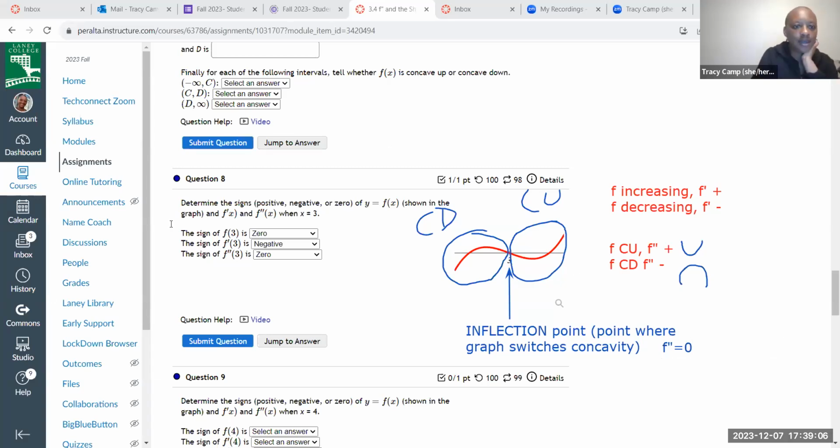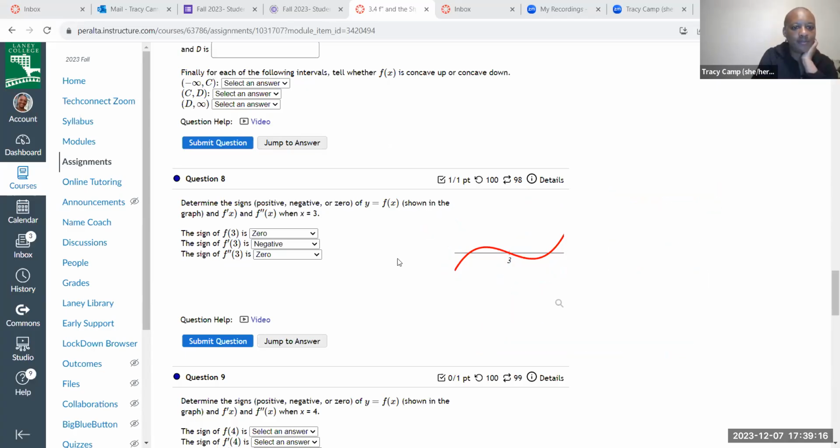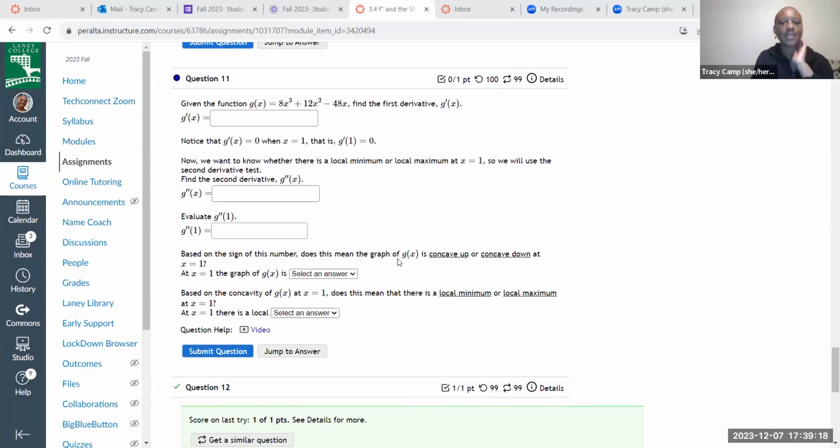And then next, problem number 11 was the next requested problem from this section. So we'll just go through this step by step. I like this problem. It says, given this function, 8x cubed plus 12x squared minus 48x, find the first derivative.